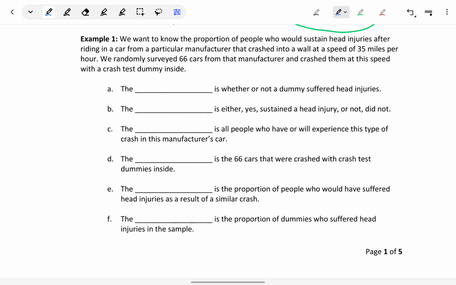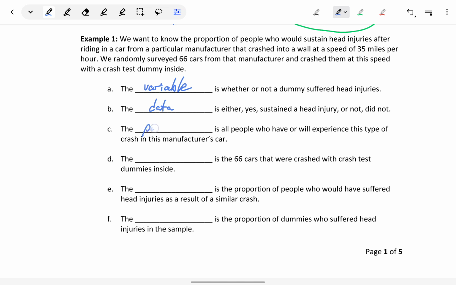So in part A, the blank is whether or not a dummy suffered head injuries. That would be the variable that we're considering in this experiment. That's the outcome that can come out one of two different ways in this case. Either that dummy did suffer a head injury, or did not. The data is the sort of the result of that variable. When we look at that variable, we either say that yes, it sustained a head injury, or no, it did not. So in this case, our data would be yes and no responses.